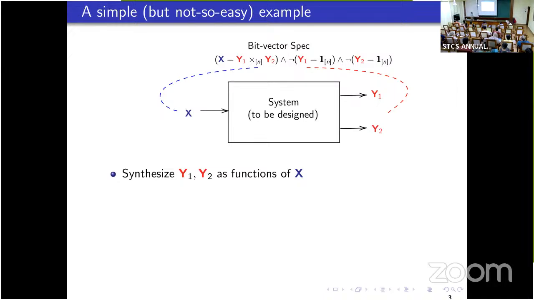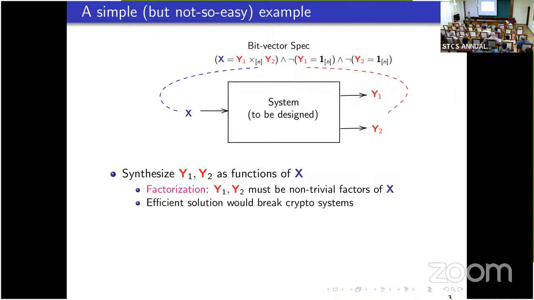But now if I say that x is my input and y1 and y2 are my outputs, then as you rightly said, I'm asking for non-trivial factors of x. And of course, for this, we don't know yet whether there are polynomial size circuits. And if we could solve this problem efficiently, we'd break cryptosystems. So this hopefully illustrates the point that I can come up with simple specifications for which the synthesis problem is really hard, particularly if I'm talking about efficient synthesis.